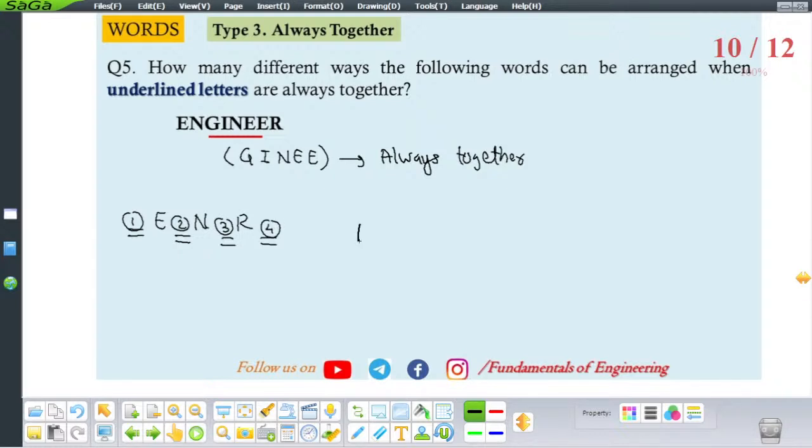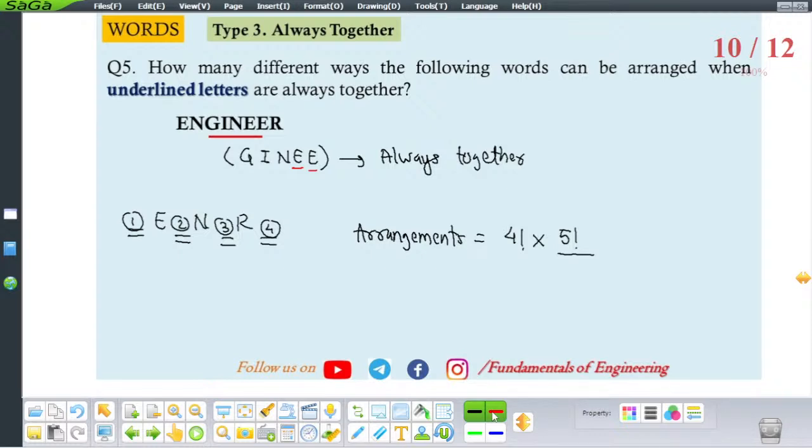So possible arrangements: we can get how many places? 1, 2, 3, 4. So 4 factorial. Is there any repeated? No, there are no repeated letters, so we can't divide with anything. Now which we have to keep always together? These 5 letters, 1, 2, 3, 4, 5 letters. 5 letters we can arrange in 5 factorial ways. But here E is repeated twice, so we have to divide with 2 factorial.